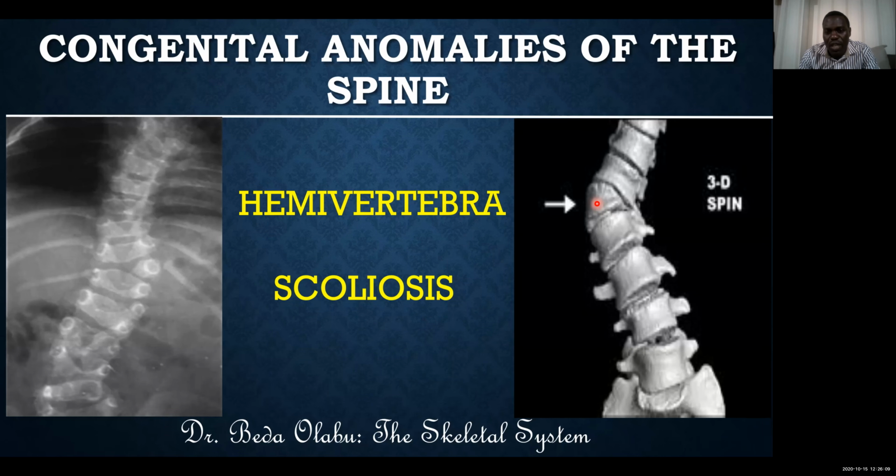Scoliosis is an abnormal curve. Lordosis can be normal or abnormal depending on where it's occurring and the degree of the lordosis. Kyphosis can be normal or abnormal depending on the degree or even the site of the occurrence. But all types of scoliosis are abnormal.